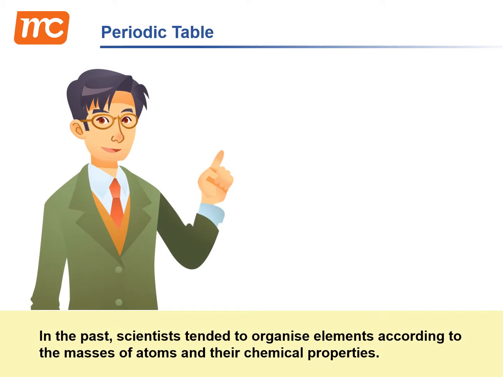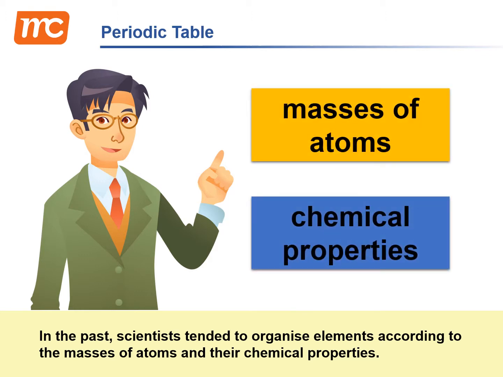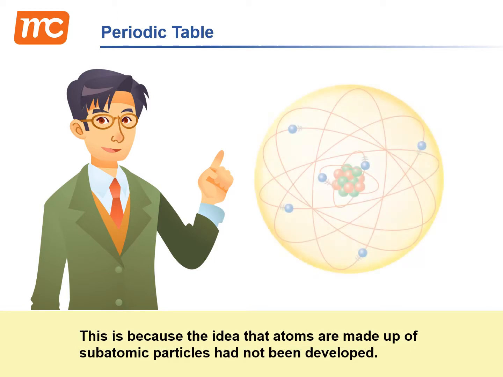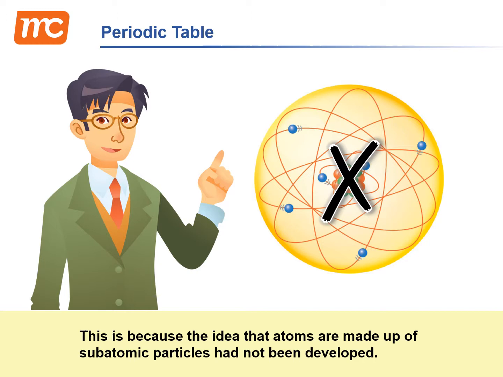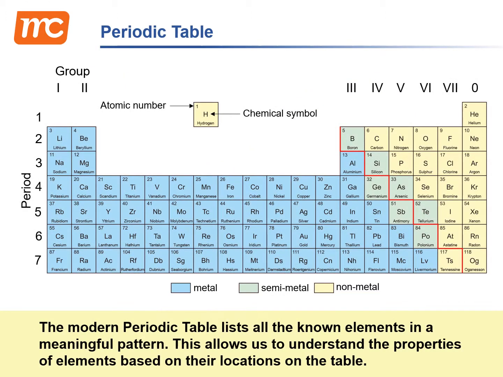In the past, scientists tended to organize elements according to the masses of atoms, and their chemical properties. This is because the idea that atoms are made up of subatomic particles had not been developed. The modern periodic table lists all the known elements in a meaningful pattern. This allows us to understand the properties of elements based on their locations on the table.